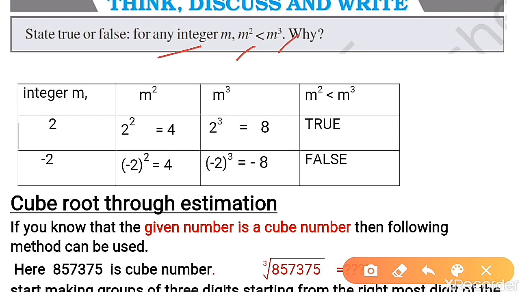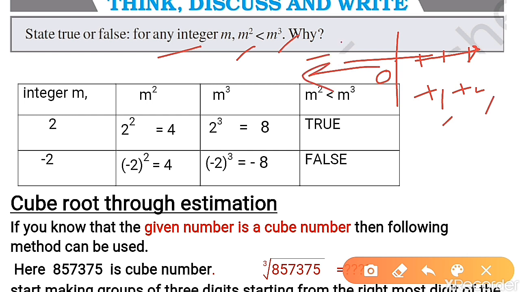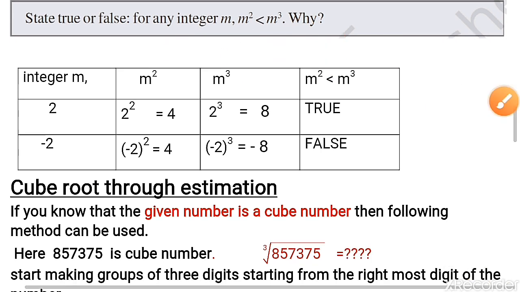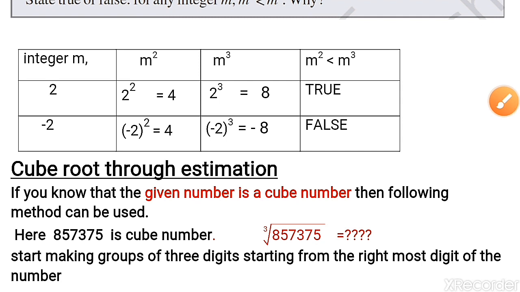So what are integers? Integers are basically the numbers denoted on the coordinate axis, like here it is 0. Going to the right we get plus 1, plus 2, plus 3, and so on. And going to the left of the origin we get minus 1, minus 2 and minus 3. These are the integers.